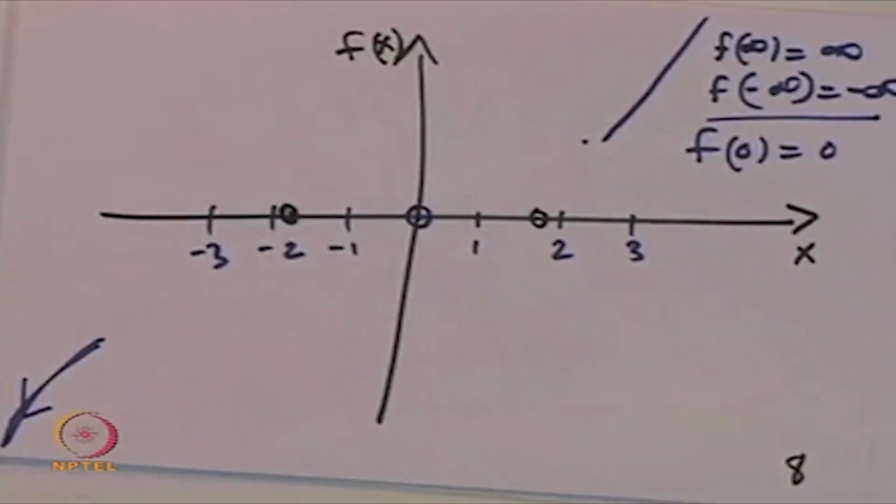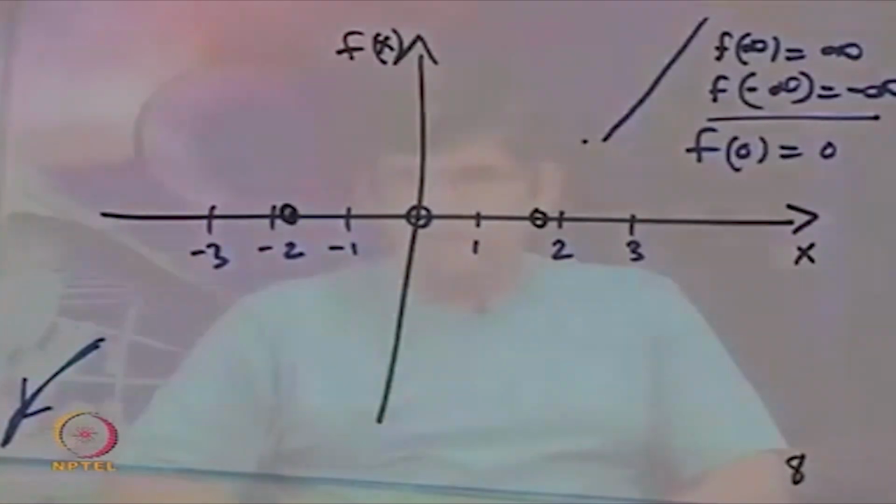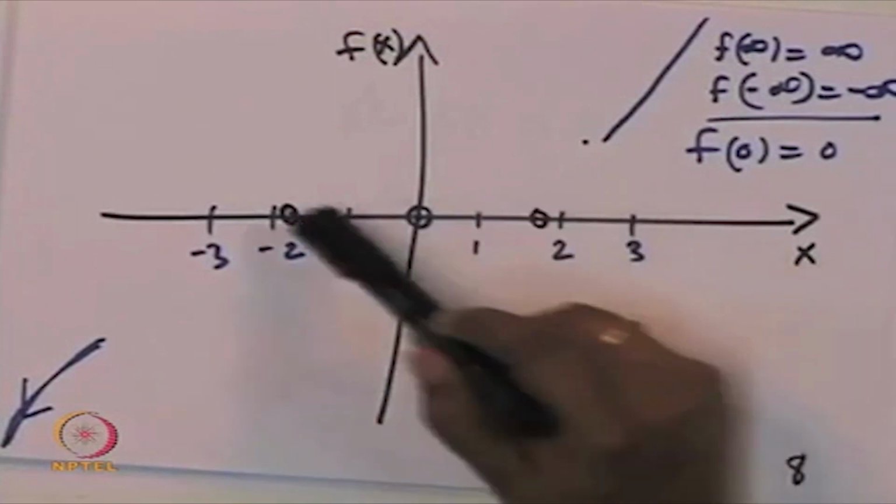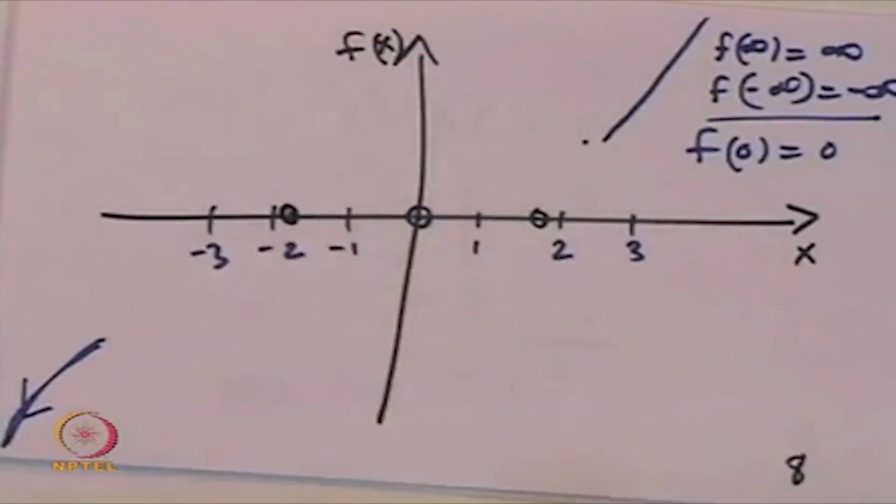Now let us look at the next thing in the recipe. So, this is what we found, that x has 3 points. Sorry, I forgot to say one thing: even at x equal to 0, if you put x equal to 0, you still get the function 0. So, if you look at this point and this point, these are the 3 points where the function will reach 0.